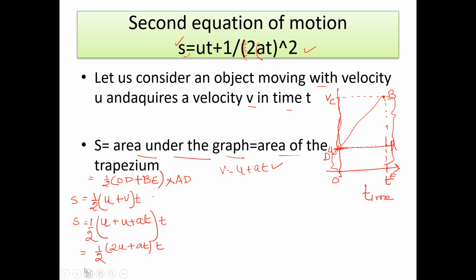Now open the bracket. Half into u plus u is equal to 2u plus at, into t. t is multiplied throughout. What do you get? S is equal to half into 2ut plus at square. So 2 cancels. What you get is S is equal to ut plus half at square. So this is the second equation of motion.